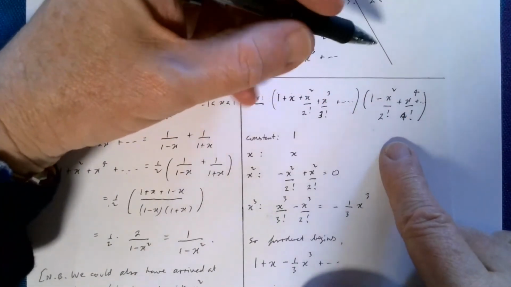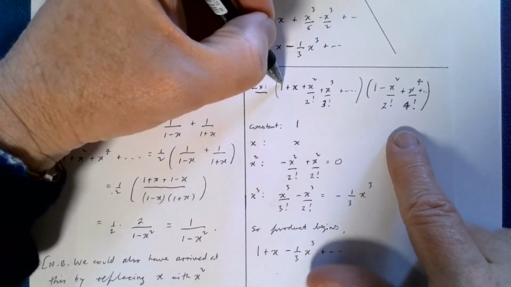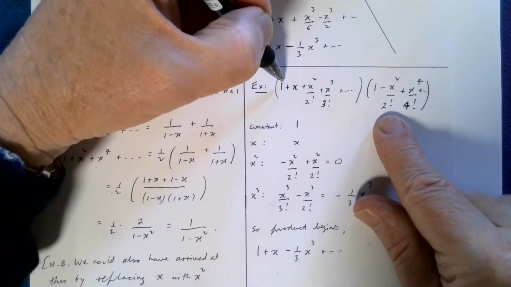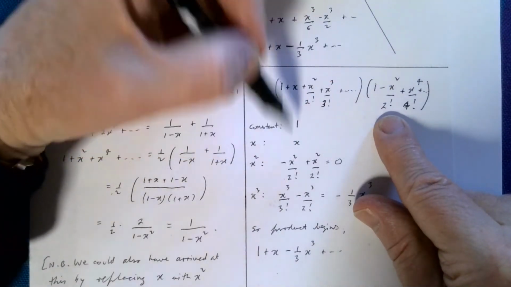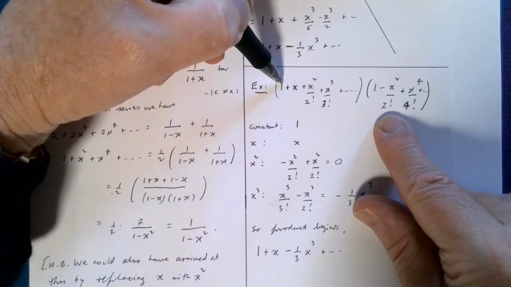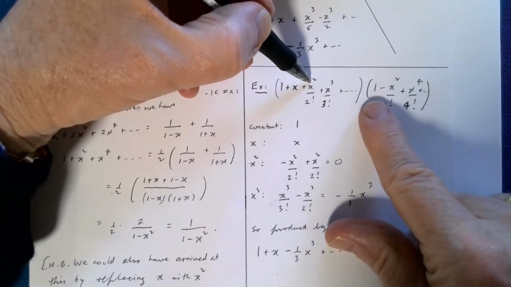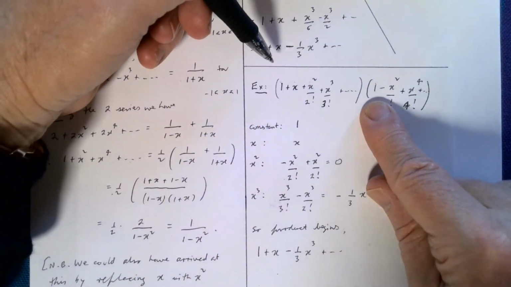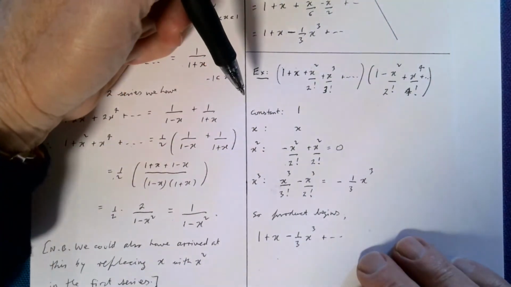Now the x squared term's a little bit more complicated. I'll take a 1 from here, and I look along here till I find an x squared. There it is. So I'll get 1 multiplied by this term. That'll be minus x squared on 2 factorial. And the only other way I'm going to get an x squared term is if I take this one here from the first bracket and multiply it by 1 in the second bracket. So that's plus x squared on 2 factorial. And of course these are opposite in sign, so they cancel out, so that's not going to give me anything.